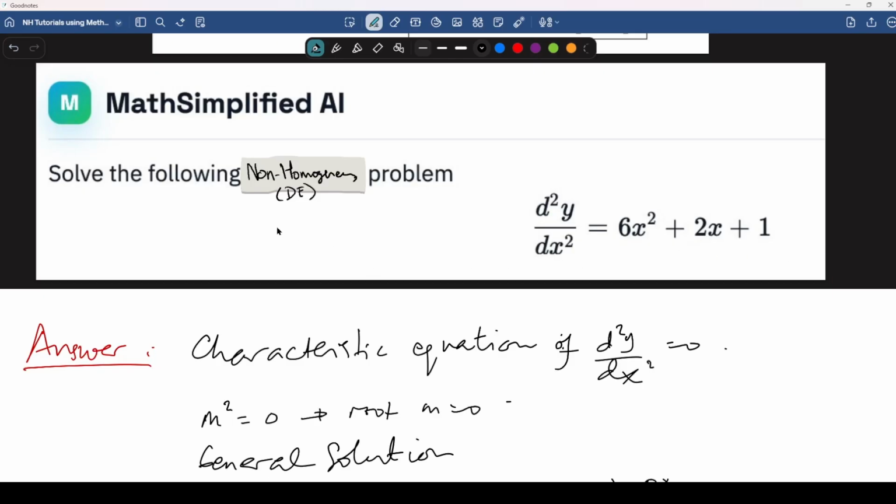Okay, next one. Solve the following non-homogeneous differential equation problem: d squared y over dx squared equals 6x squared plus 2x plus 1. So again, this is a non-homogeneous differential equation with f of x being a polynomial.